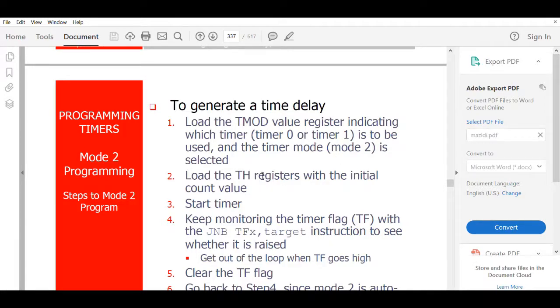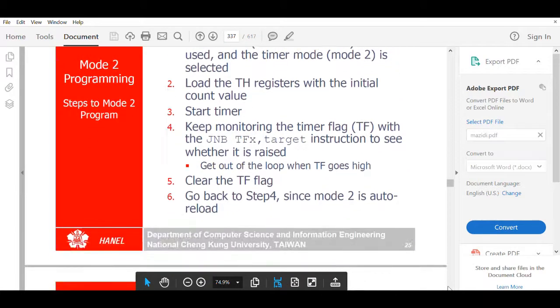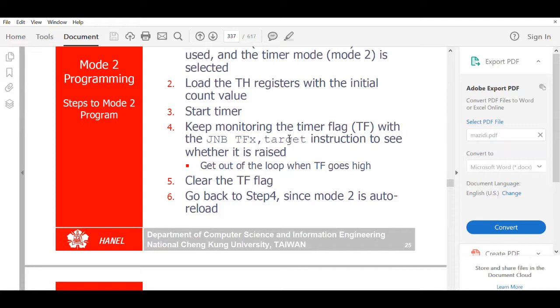And load the TH register with the initial count value. A copy of it will go to TL. Start the timer. Keep monitoring the TF flag with jump if no bit TF0 or TF1, just like in the earlier case. And that will continue. That loop will continue until the TF is equal to 1. When TF is equal to 1, it will come out of the loop, clearing the TF flag.